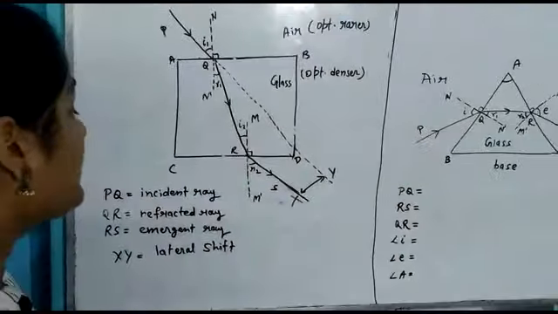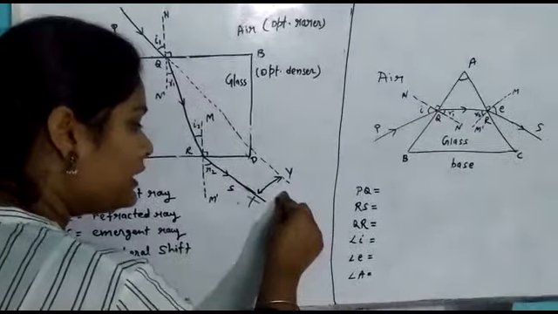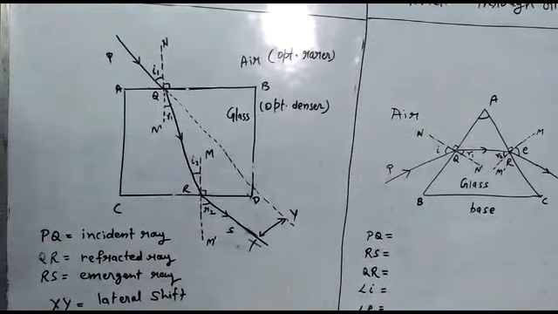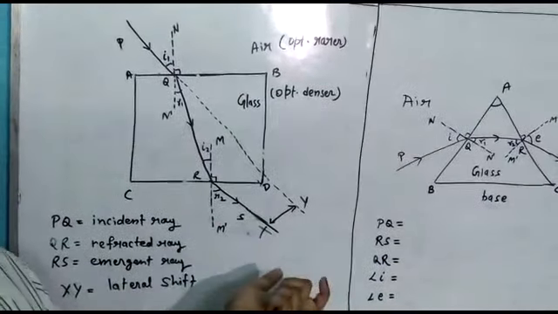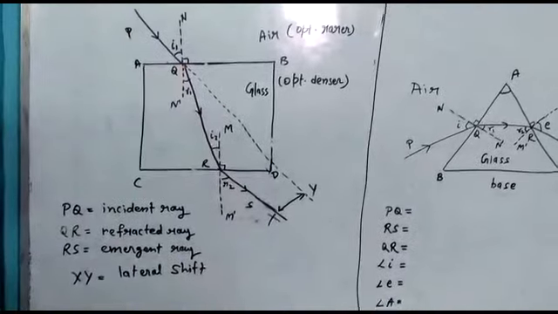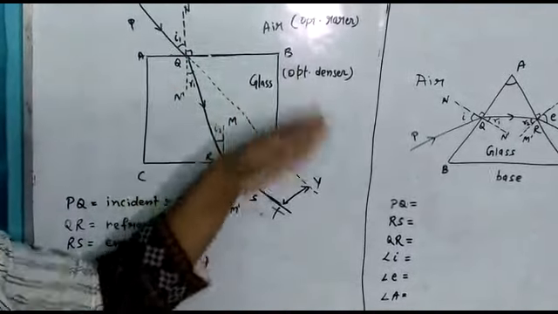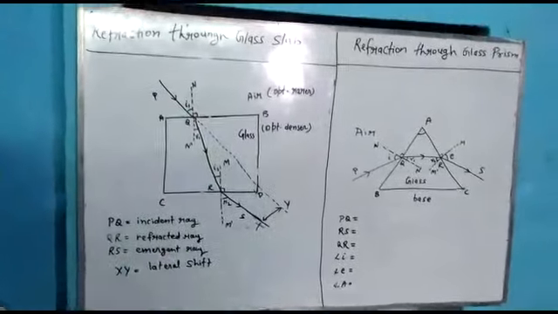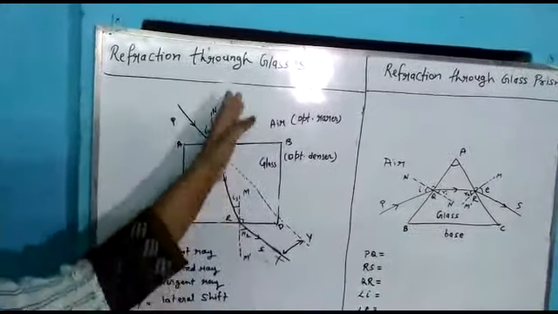So what is the lateral shift? The perpendicular distance between the incident ray and the emergent ray is called lateral shift, and lateral shift depends upon the angle of incidence, the thickness of the glass slab and the refractive index. This way we can describe the refraction through a glass slab.